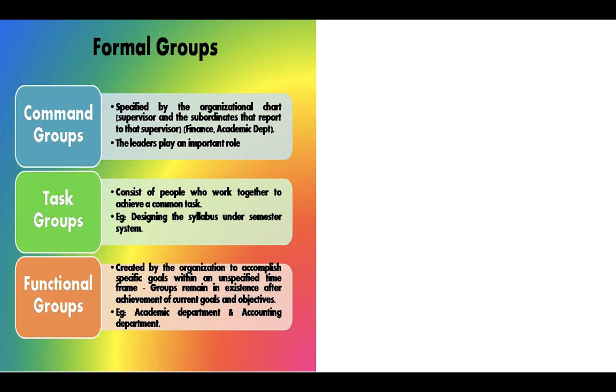When we talk about task groups, they consist of people who work together so that they can achieve a common task. There's a task given at hand, and to perform those tasks, we form a task group. Now, task groups are formed for a definite period of time, and there are very specific goals that have to be performed when we talk about task groups.